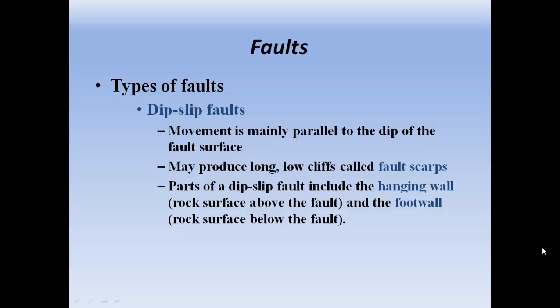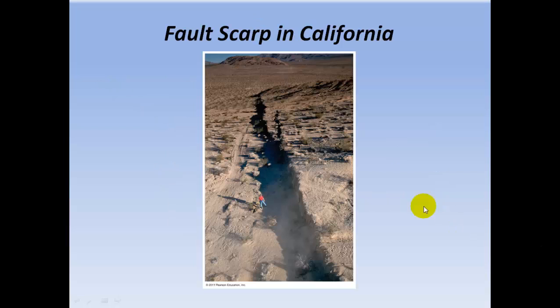It may produce long, low cliffs called fault scarps. Parts of a dip-slip fault include a hanging wall, the rock surface above the fault, and the footwall, the rock surface below the fault. So here's a fault scarp. Oh, actually here it is. He's standing down below, and here is the top. So this little mini cliff here is a fault scarp.